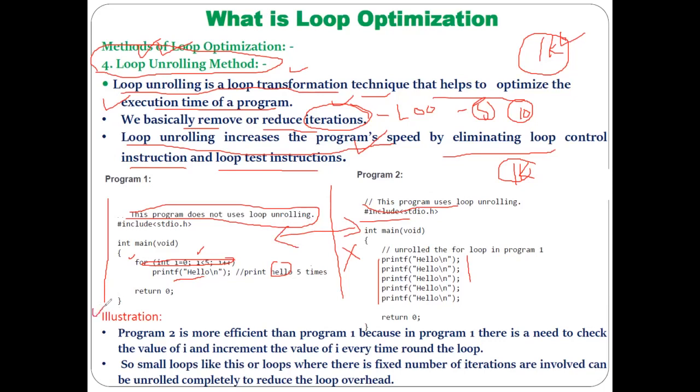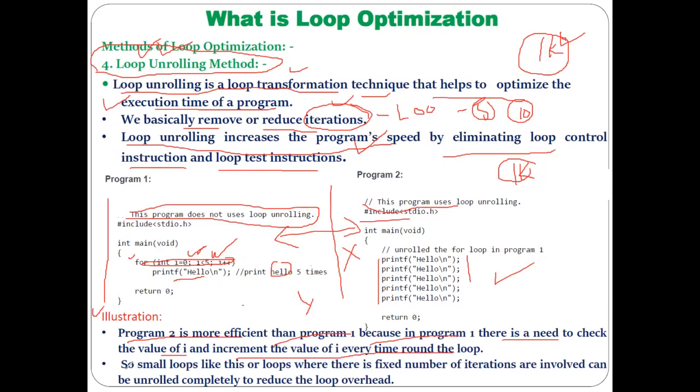So the same thing is mentioned here. Program 2 is more efficient than program 1, because in program 1 there is a need to check the value of i and increment it every time. Every time you need to check the value of i, and every time the value of i has to be incremented. Understood? So this is a kind of overhead in this kind of code.